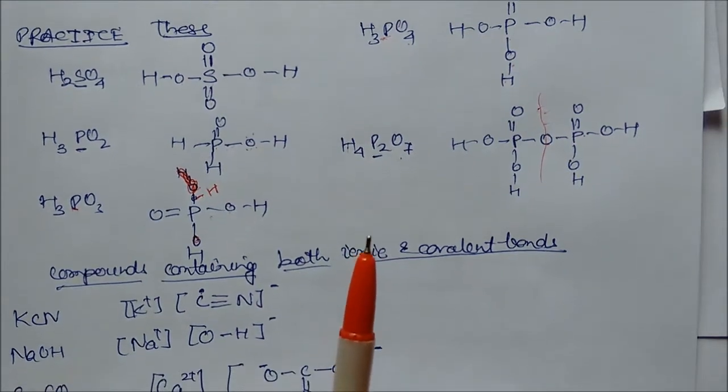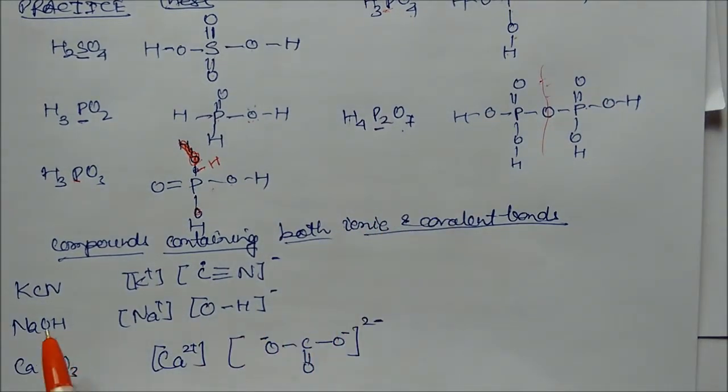There are some molecules which have both ionic and covalent bonds, like KCN. K is a plus charge, CN is a minus charge. Carbon and nitrogen: we can see there are 3 bonds. Carbon can make 3 bonds with the nitrogen, and nitrogen also makes 3 bonds. So they have one negative charge. So this is an ionic bond, but this is the covalent bond. Similarly, sodium hydroxide: between sodium and OH there is an ionic bond, but within OH there is a covalent bond. Similarly, calcium carbonate: between calcium and carbonate there is an ionic bond, but within the carbonate there is a covalent bond. So this is an example of both ionic and covalent bonds.